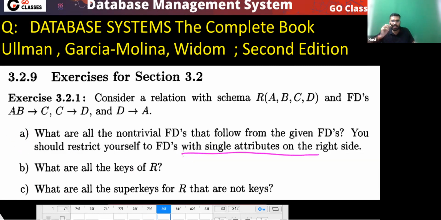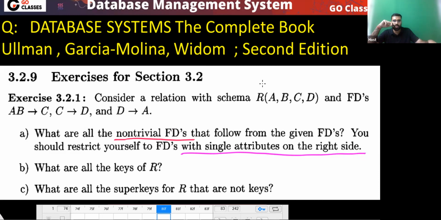Now this question is very nice: on the RHS a single attribute must be there, and you have non-trivial FDs. The question is asking for non-trivial FDs. Is there any ambiguity here? Nikhil, there is no ambiguity in this question, because the RHS must have a single attribute. Yes or no? So this is a very nice question, and there is no ambiguity.